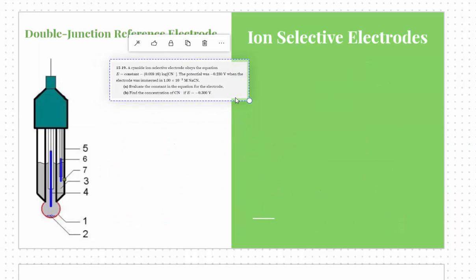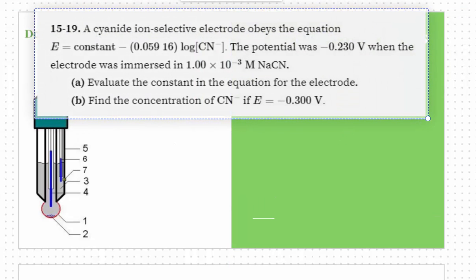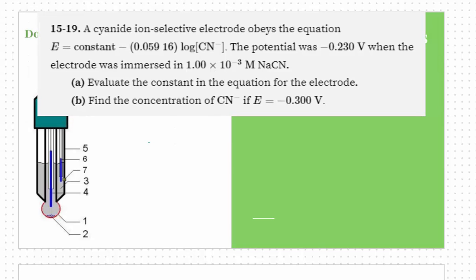So now let's actually calculate that constant and work with an anion. So we have two things that are going to change here. In number 19, we have a cyanide ion selective electrode that obeys the equation E equals the constant minus 0.05916 times the log of the concentration of the cyanide. We're working with an anion, so we're going to subtract this time. So the potential was negative 0.230 volts when the electrode is immersed in a 1.00 times 10 to the negative third molar sodium cyanide. So first, let's evaluate the constant for that equation.